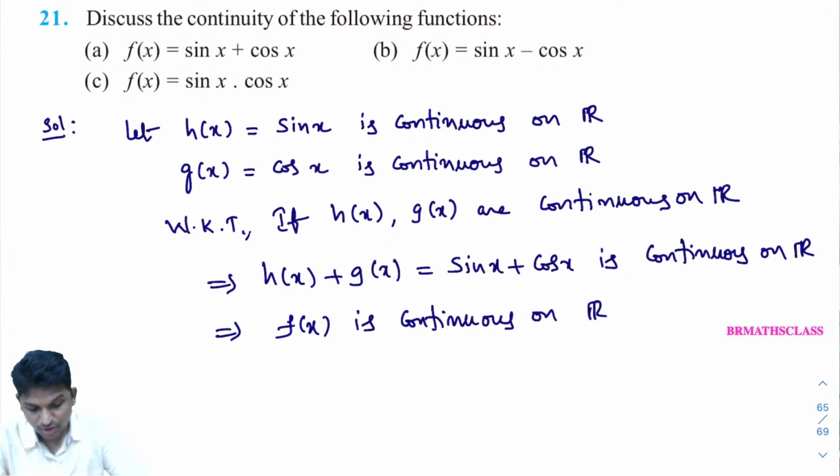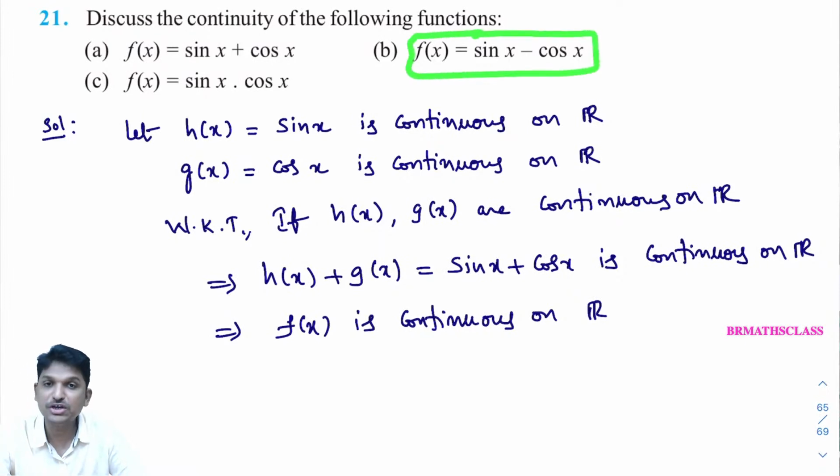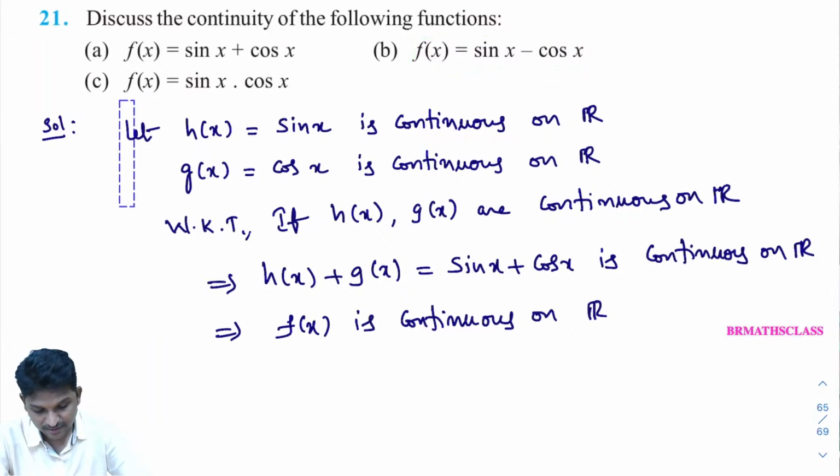Now actually what happened, I completed a bit. Okay, now I am going to do the next bit. What is the next bit? We need to discuss continuity of sin x minus cos x. This is very similar to the first bit. Okay, how to write its solution?